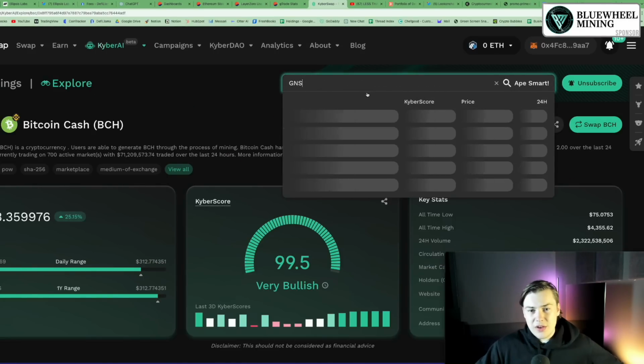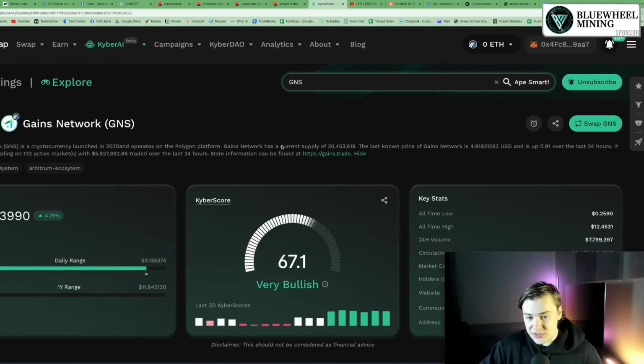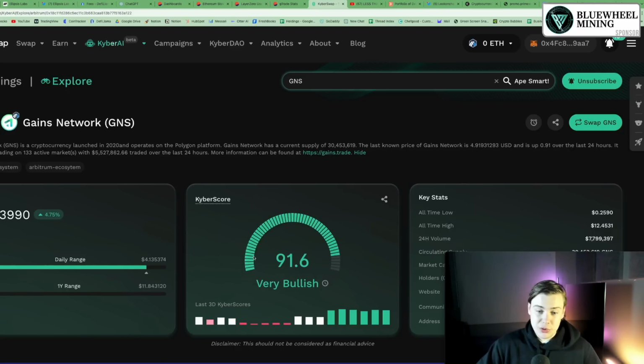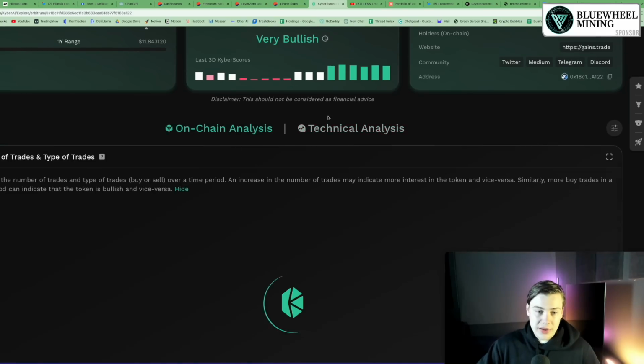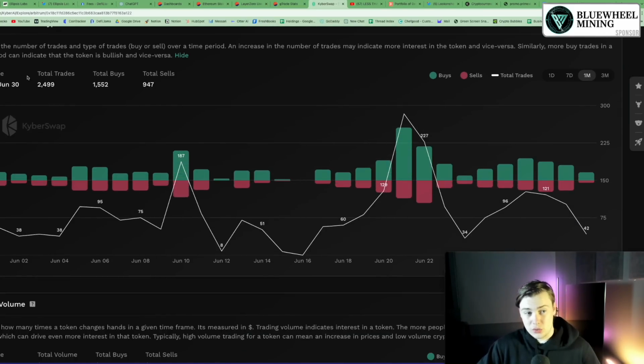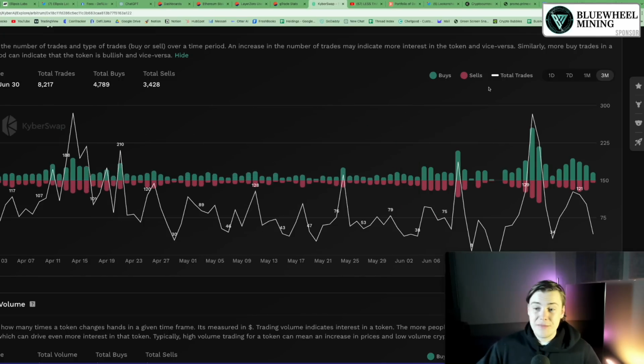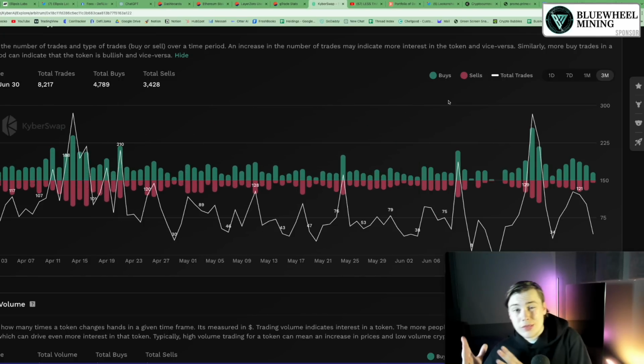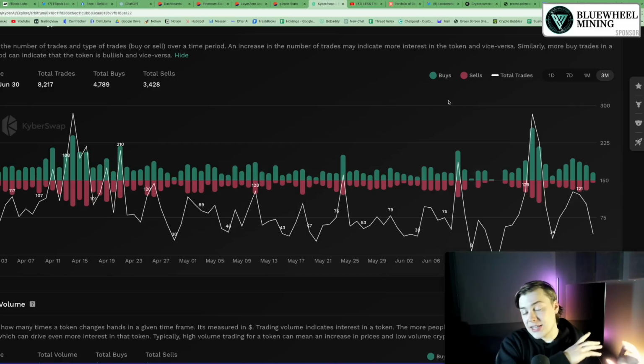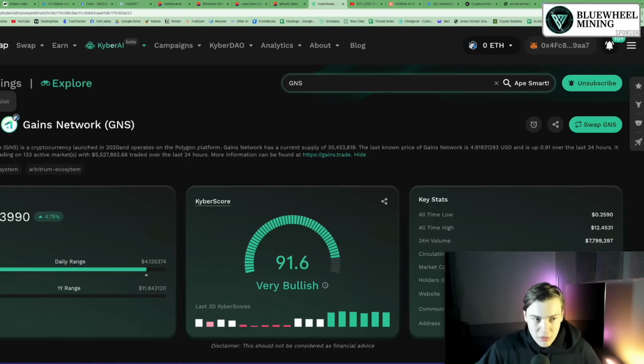If we want to look at the Gains Network token, we could search up GNS on Arbitrum. We could see it's looking kind of bullish at 91.6. And we can scroll down to its on-chain analysis and look at the total trades, buys, sells over specific time frames. You can toggle this a day, a week, a month, 3 months, depending on what time frames you like to trade on. And if you look at the 3 month graph here, you're going to see trends that are developing over periods of time. This can be really handy if you're more of a swing trader.